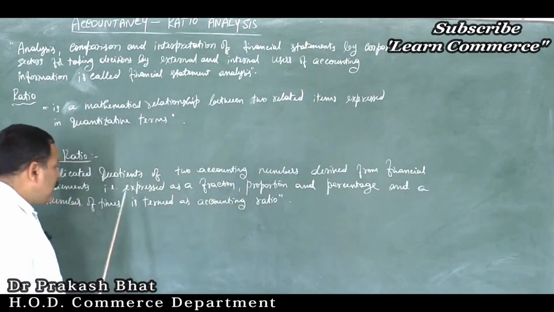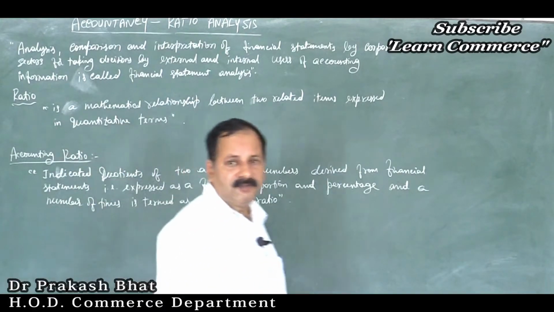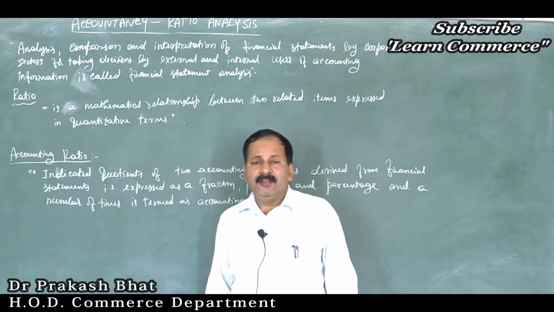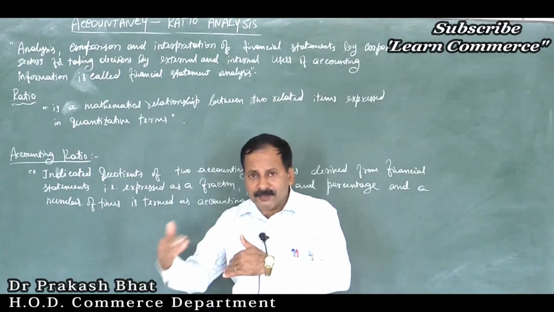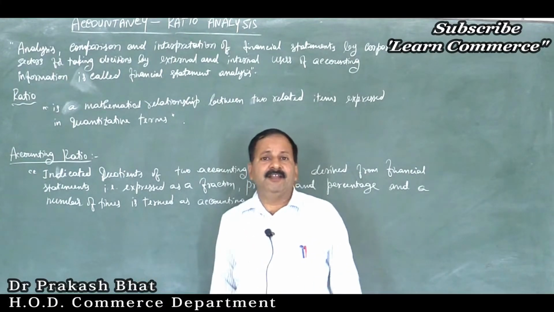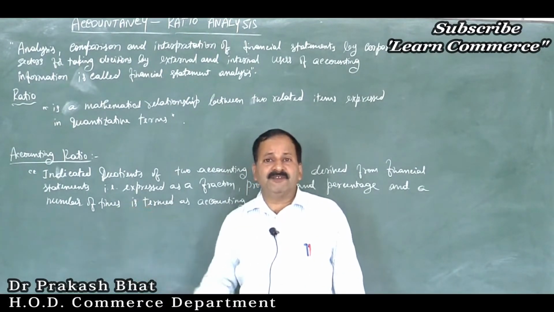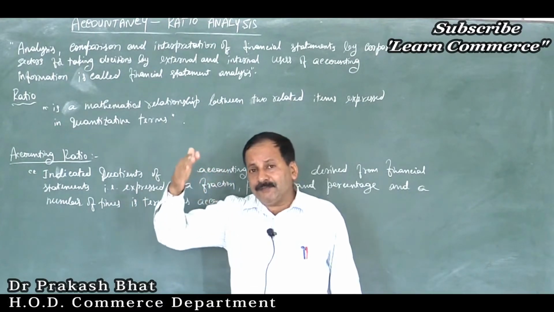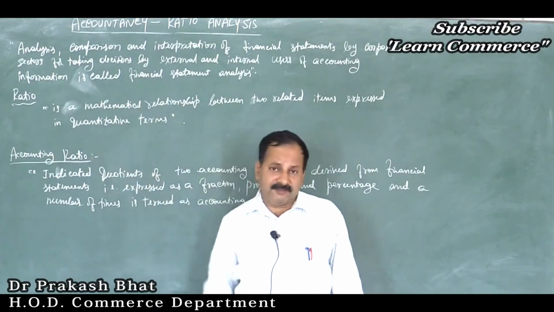And a number of times, isn't it? Number of times means stock turnover. How many times the stock has converted into cash and cash to stock, stock to cash, cash to stock, like that. Maybe 4 times, 6 times, 2 times, like that. We will express in the form of number of times, isn't it?